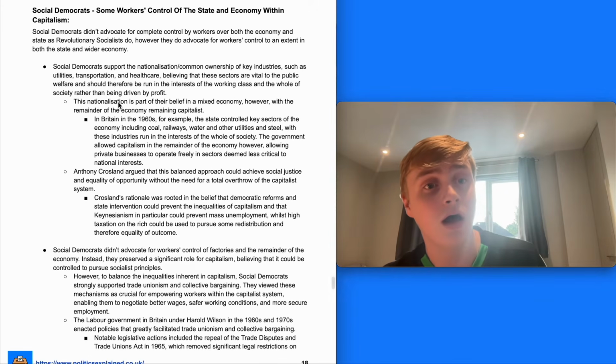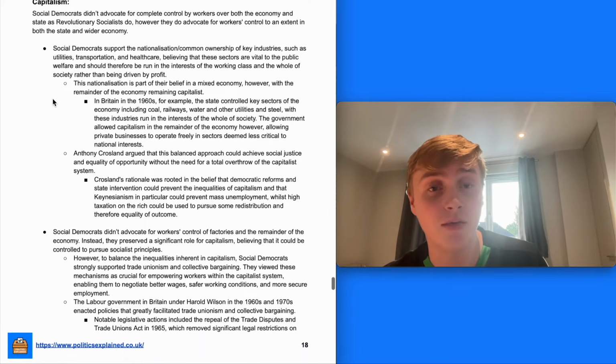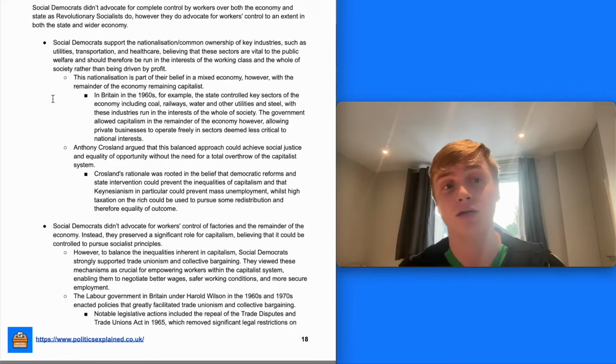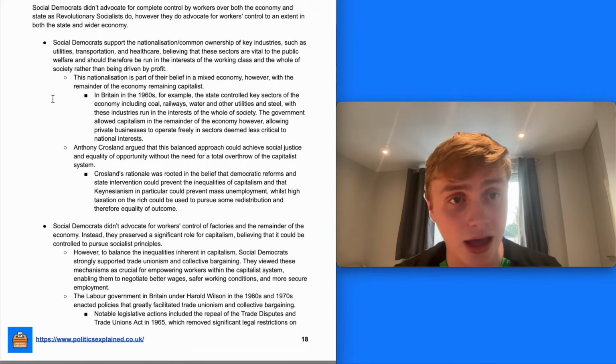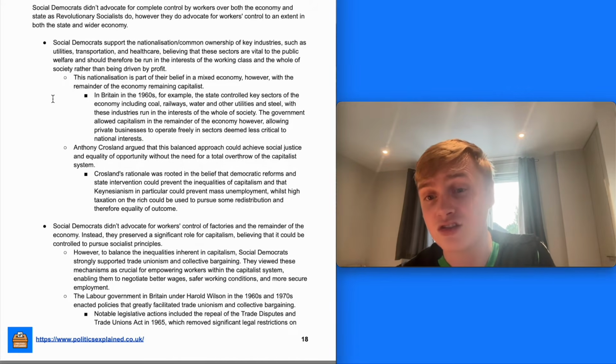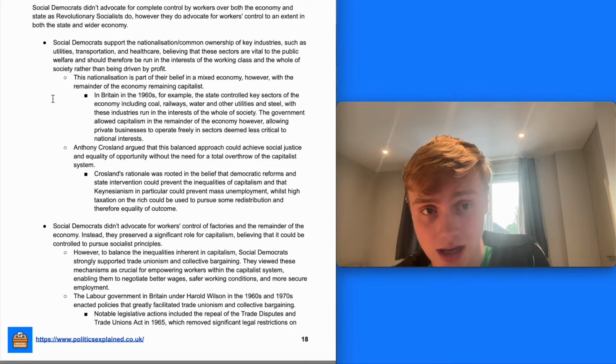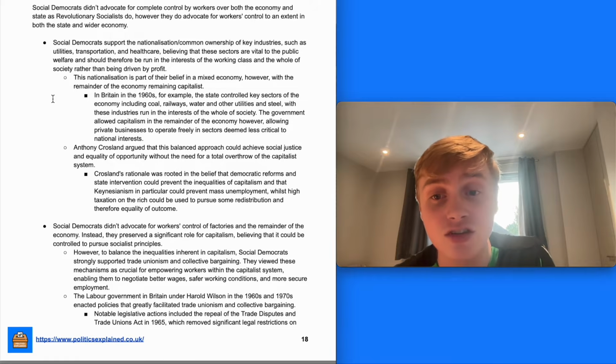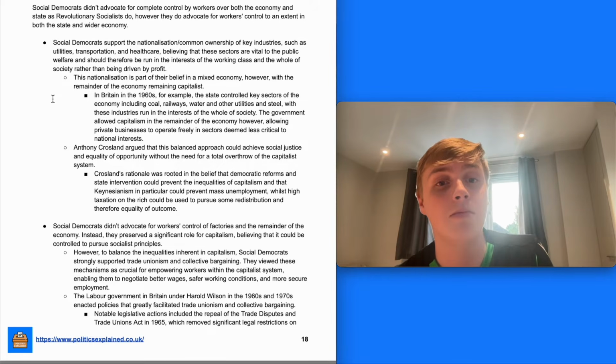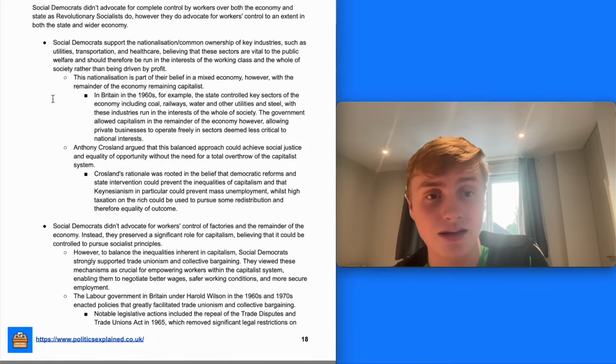So they support the nationalisation and common ownership of key industries, so workers' control, such as utilities, transportation and healthcare, and they believe that these kind of industries are crucial to public welfare and should therefore be run in the interests of everyone in the working class rather than for profit. However, they believe in a mixed economy, and they believe that this nationalisation of key industries should be combined with capitalism in the remainder of the economy.